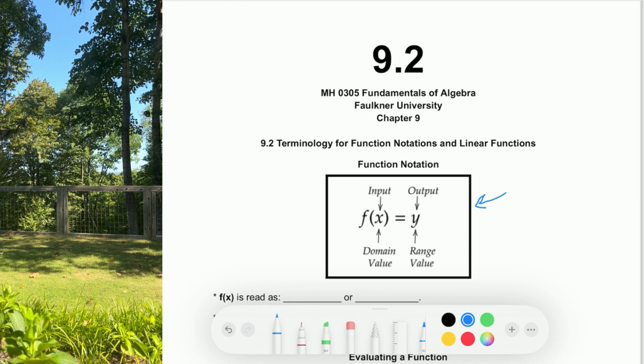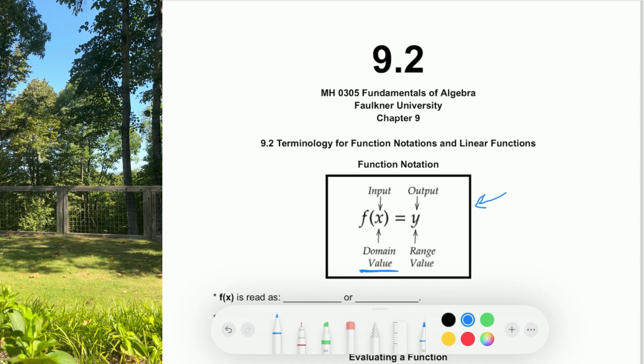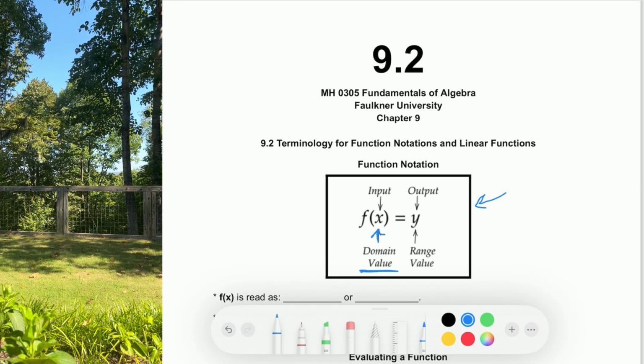The first thing I want to point out is we have our domain value. We started learning about the domain value in the last section. And remember, our domain value is our x portion of the coordinate. Then we had our range value, which is the y portion of our coordinate.